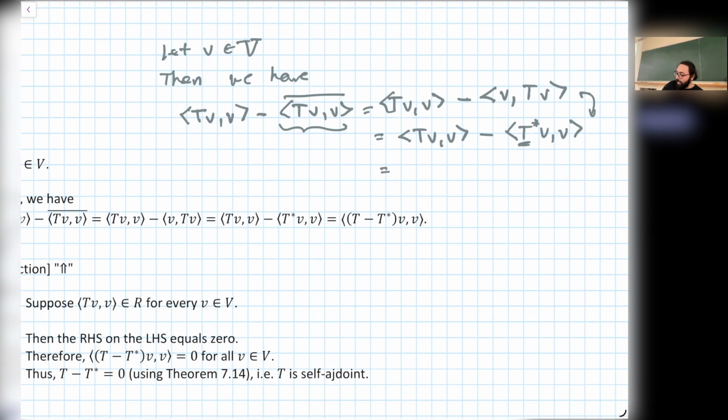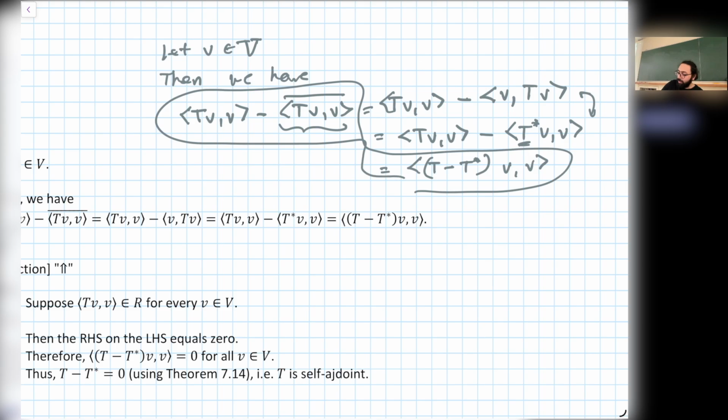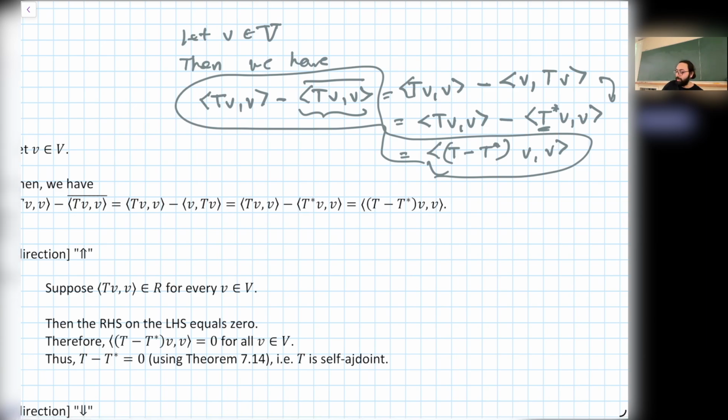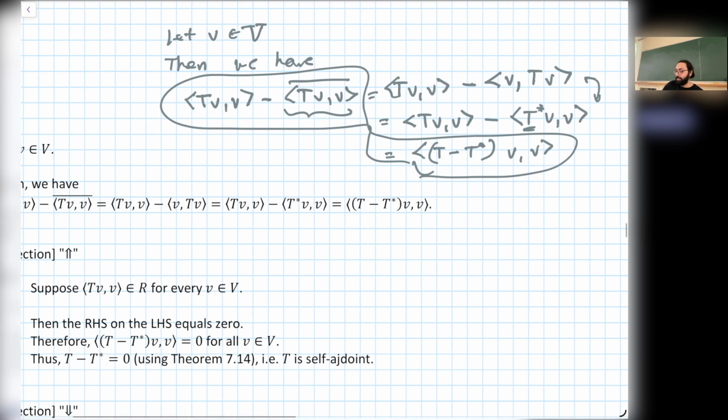And now I can use linearity and write down the following. Making sense? Okay. So this is the part that we're going to be focusing on now. Basically the imaginary part of the inner product would just be the inner product of T minus the adjoint, with v. That is what we're going to do. Is that good? All right.